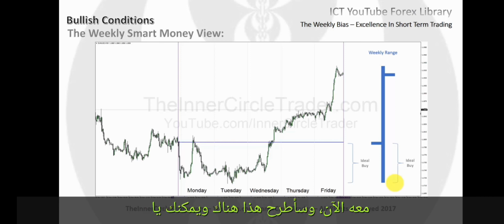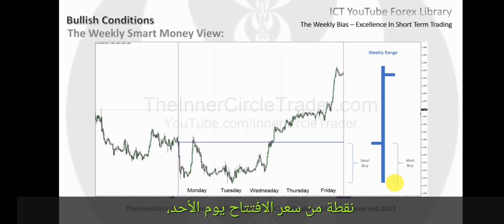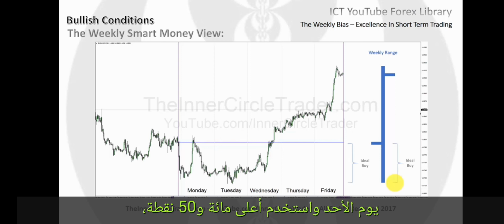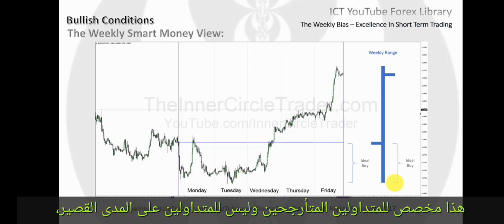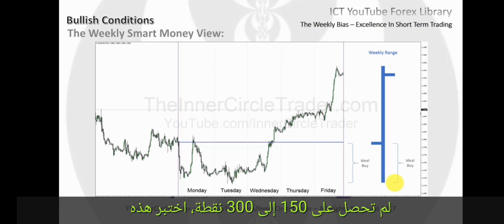Now, I will toss this out there and you guys can test this theory on your own. If at any time you are bullish on the weekly range, and we drop down say 30 pips from the opening price on Sunday, test this theory out. If you're bullish, buy 30 pips below the opening price on Sunday and use a 150 pip stop. This is for swing traders, not short-term traders. Let that go and see if you don't get 150 to 300 pips.